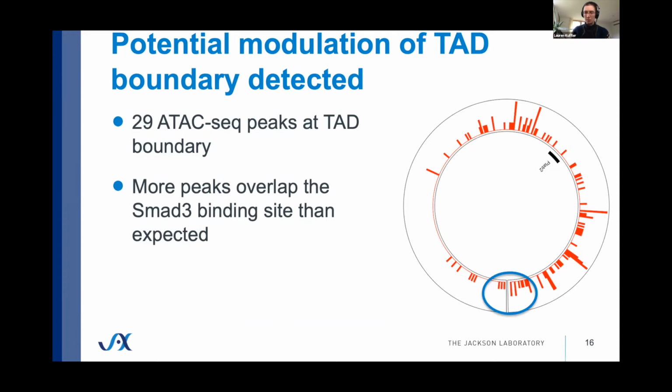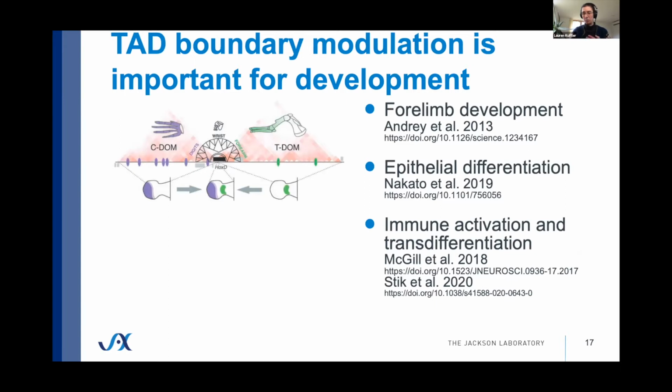So this potentially suggests that platter 2's activity may depend on the stability of its TAD or on adjustments to its boundaries. And other researchers have previously demonstrated that the modulation of TAD boundary location is a vital regulator of mouse forelimb development and human epithelial differentiation, as well as immune activation and transdifferentiation. So we're not only seeing that TAD loops define the local regulatory area of a gene, they're also an active regulatory mechanism, and we may see evidence of this regulation around platter 2.